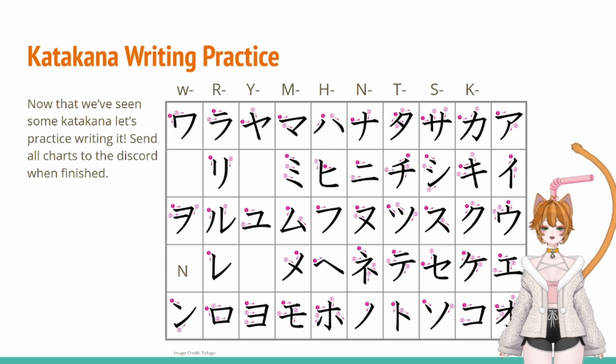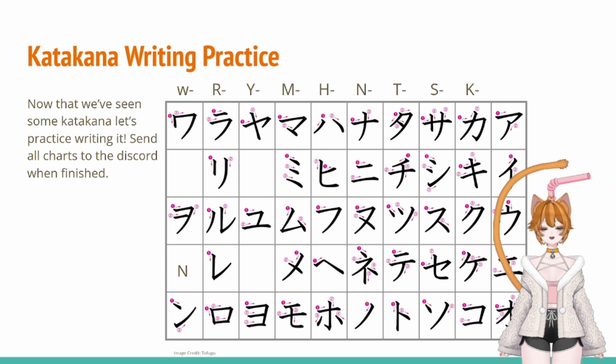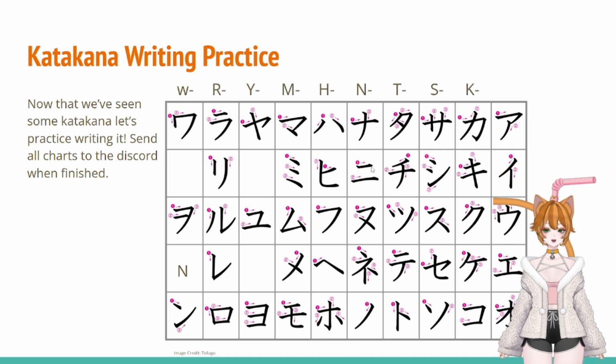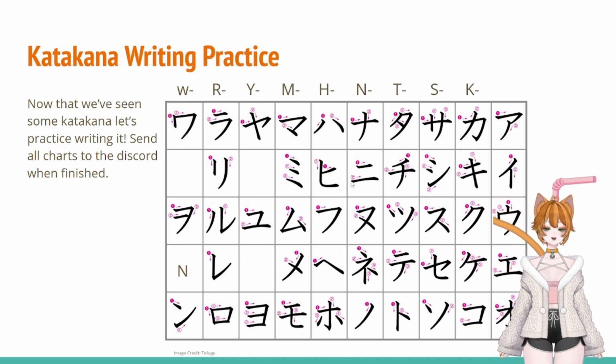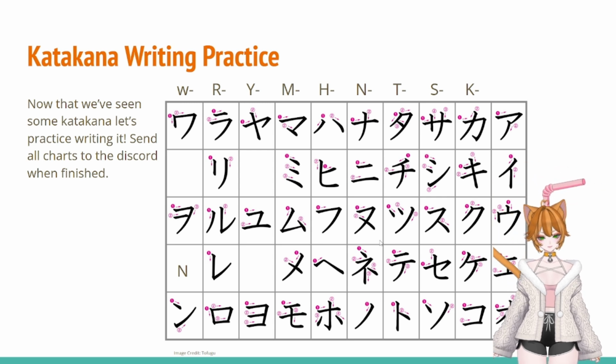All right, our next one here is going to be ni. So ni is going to start with a horizontal line up top that is shorter than our bottom. Again, very important that it is shorter. And then another horizontal line underneath it that is longer.